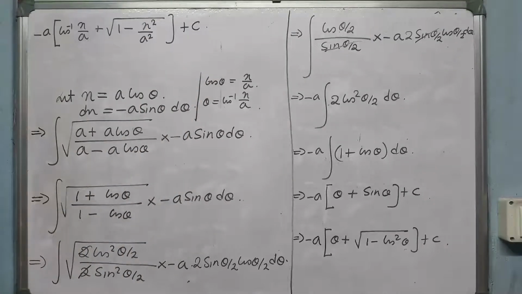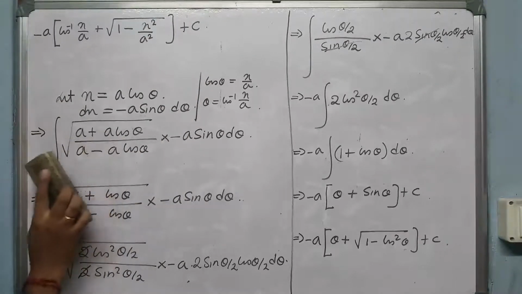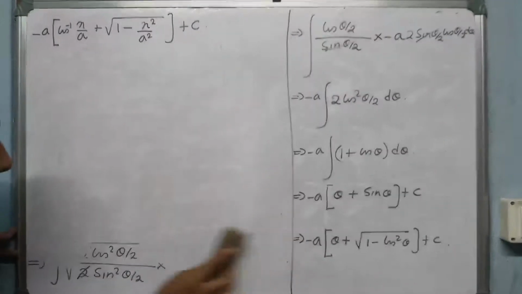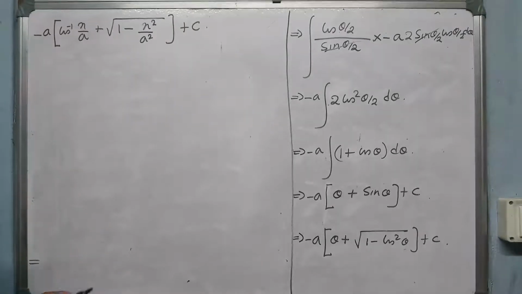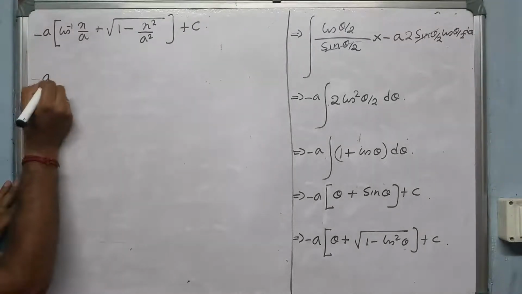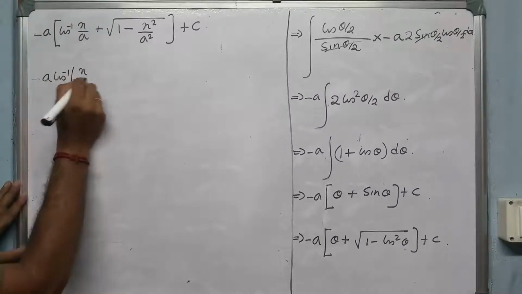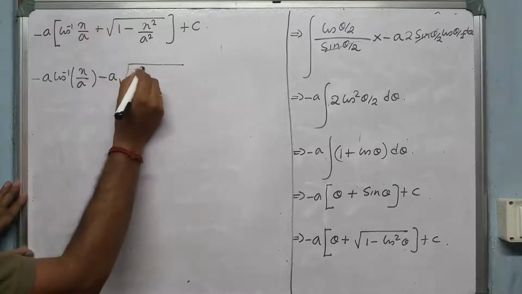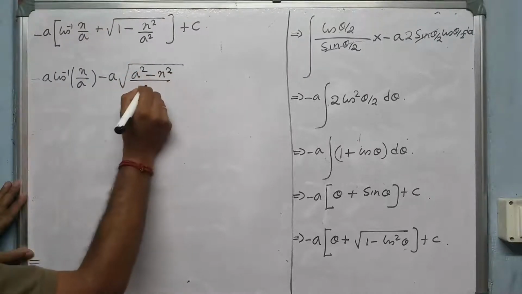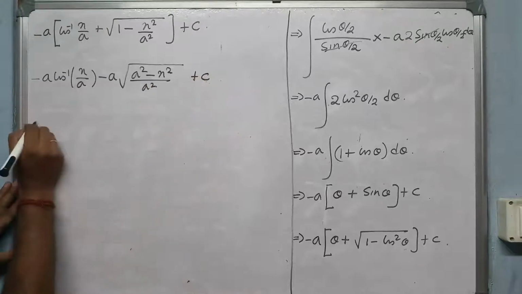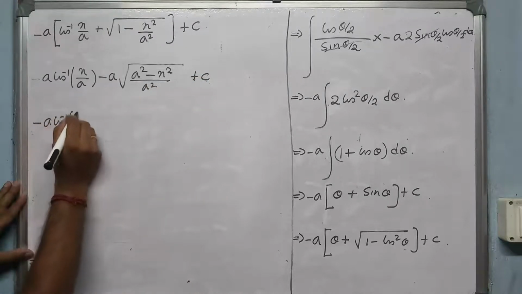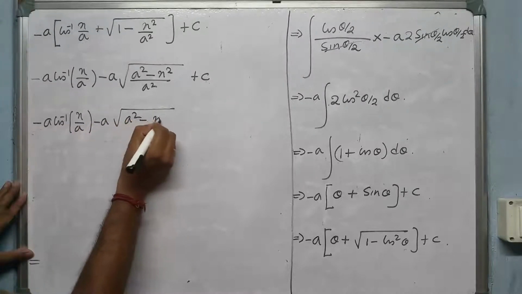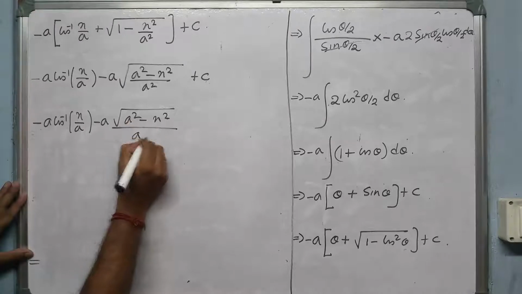Now the simplifications that you have to do over here. Now I'll rub these things. Now I'll open this bracket. It will be minus a cos inverse x by a minus a. Within a root I'll take a square. I'll assume it is a square minus x square by a square plus c, minus a cos inverse x by a, minus a on the root a square minus x square by on root a square is a plus c.